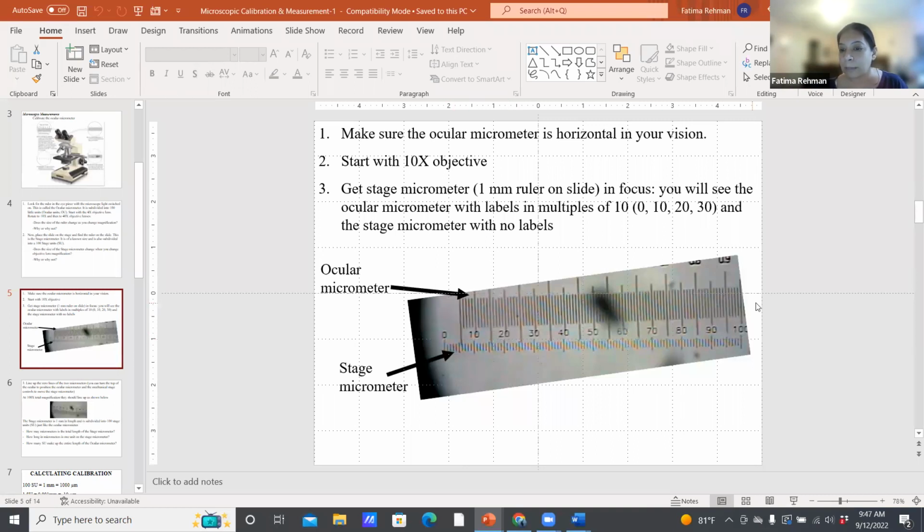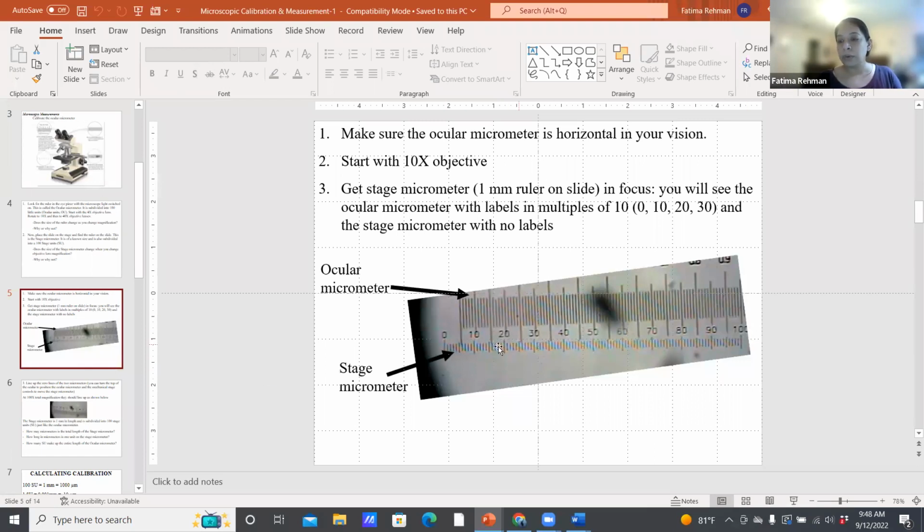So the ocular micrometer under the microscope, you're gonna see it just like this, 0, 10, 20, all the way to 100, and each unit is graded on there, so you can see each of the tick marks. And then your stage micrometer, actually in our lab, is not labeled as 10, 20, 30, but it goes the same way. It's also subdivided into exactly 100 subunits, okay?